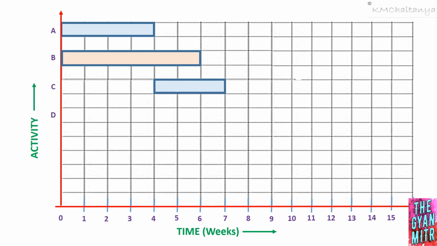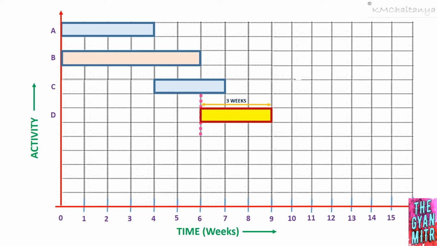So below activity C, I'll have my activity D, and now I'm going to divide activity C into 3 parts. This is the first part, and this is the second part. As per the relation, activity D is going to start after activity C is 2/3 completed. Therefore, activity D is going to start from time t equal to 6, and the duration for activity D is 3 weeks, and I'll have activity D something like this.